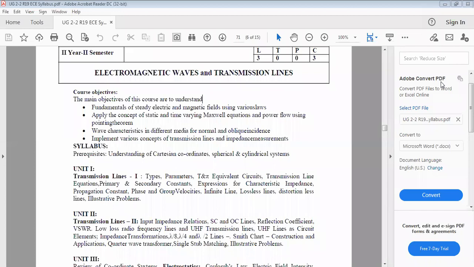What is meant by transmission? Transmission lines are the lines which are used to transfer. But what do we want to transfer through those lines?